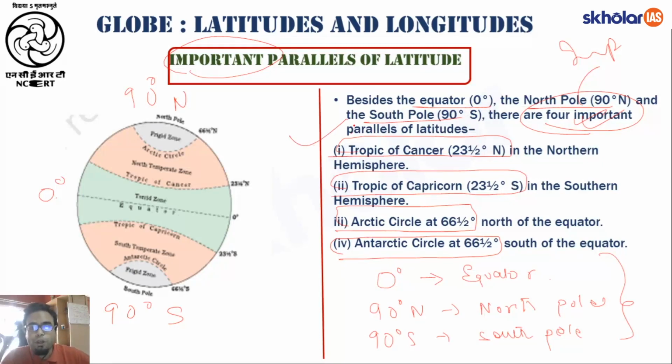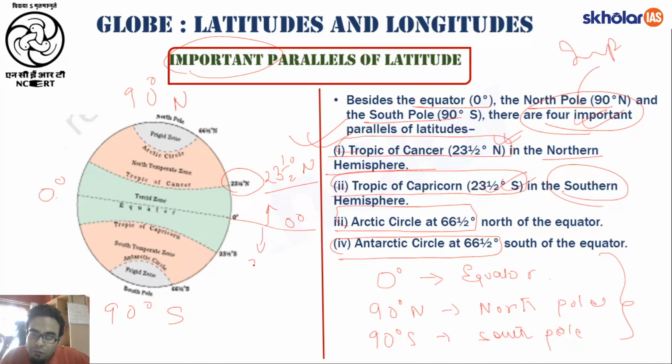So what is this Tropic of Cancer? The Tropic of Cancer is found in the northern hemisphere, meaning it is found to the north of the equator, right? And where is it found? It is found at 23.5 degree latitude north. Very, very important. Then we have the Tropic of Capricorn in the southern hemisphere, meaning it is found to the south of the equator, and where is it found? It is found around 23.5 degree south. Very, very important. Tropic of Cancer, 23.5 degree north. Tropic of Capricorn, 23.5 degrees south, right?